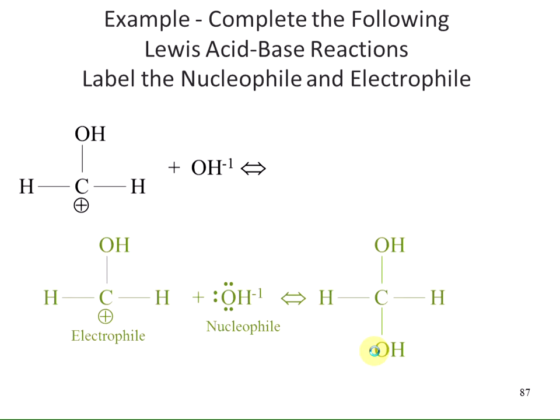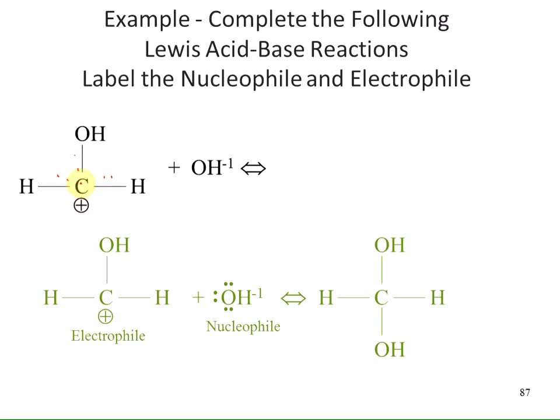So here we've got an example. We want to complete the following Lewis acid-base reactions, and we want to label the nucleophile and the electrophile. Notice here with the carbon, we've got 1, 2, 3, 4, 5, 6 electrons around it. We should remember from Chem 1A that this is not meeting the octet rule. This is electron deficient. This is why we have this positive charge here on the carbon.